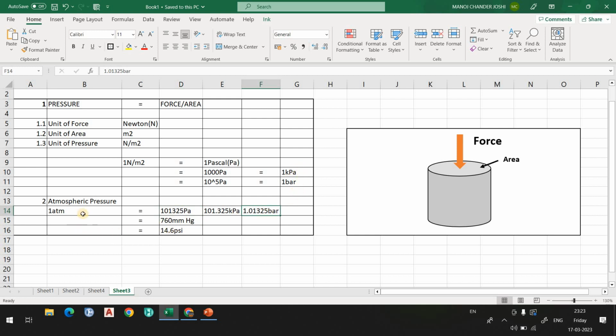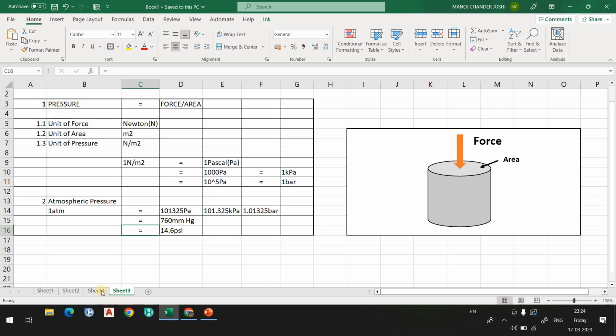And this one atmospheric pressure is also equal to 760 mmHg. You will say, sir, this is a unit of length, right? So how is it equivalent to one atmospheric pressure? I have covered that video also. Please check out that video as well. Now let's discuss that one atmospheric pressure is also equal to 14.6 psi. We are going to discuss all those units in this video.